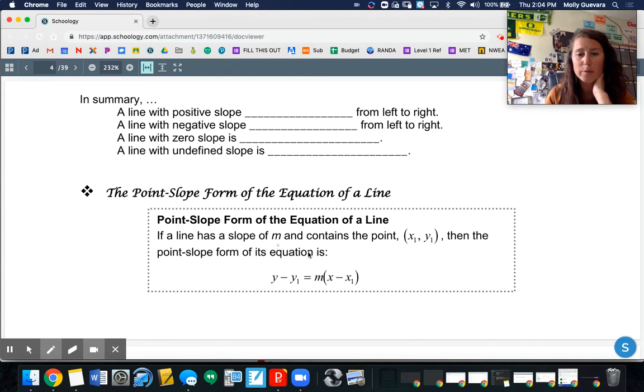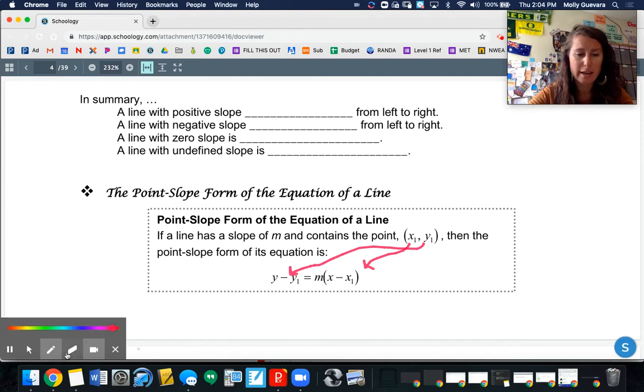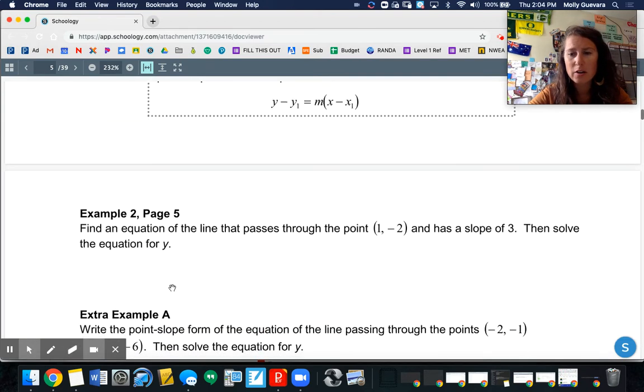If I know what the slope is, and I know that it contains this point, x1, y1, then this is my point slope form, right? Where x1 is here, and then y1 comes there. X and Y in this case stay X and Y. They do not change. Okay, so the only thing that's changing is your y1, your x1, and your m. Everything else is going to stay the same. So let's look at an example here, and I think you guys will be like, oh yeah, I remember this.